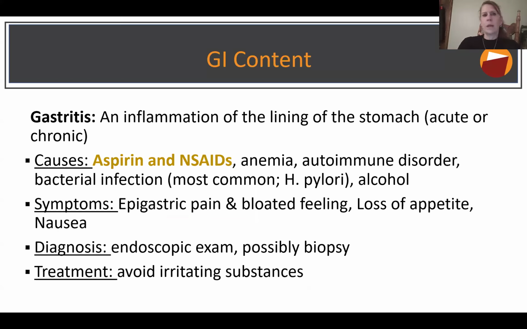You can see aspirin, NSAIDs, but also other things. If they've got a bacterial infection, H. pylori is a common bacterial infection that can cause issues in our GI system, which you'll see. Autoimmune disorder, anemia, alcohol. And you can see there are symptoms there: some pain, loss of appetite, nausea. They would diagnose it with a scope, possibly a biopsy. The treatment is to get rid of the bacteria with antibiotics, treat your anemia or your autoimmune disorder, or avoid the alcohol, aspirin, NSAIDs.